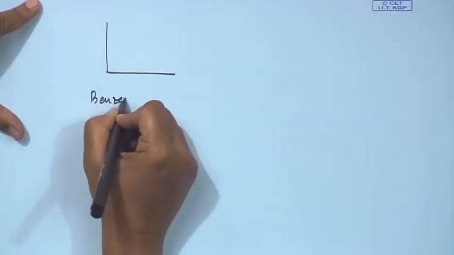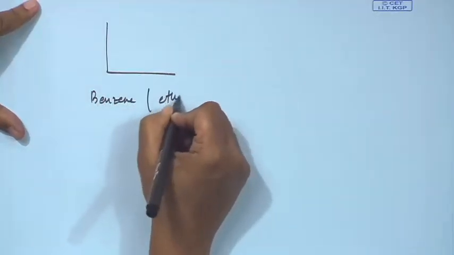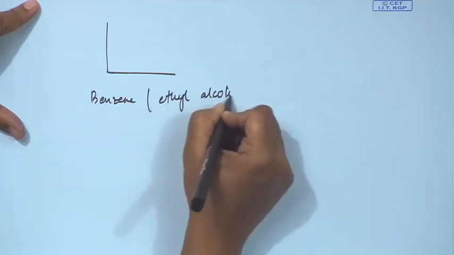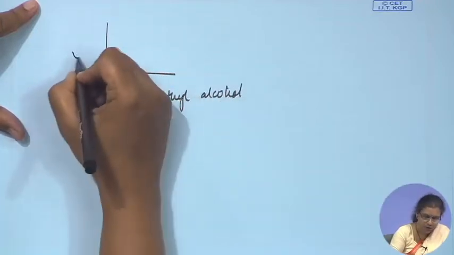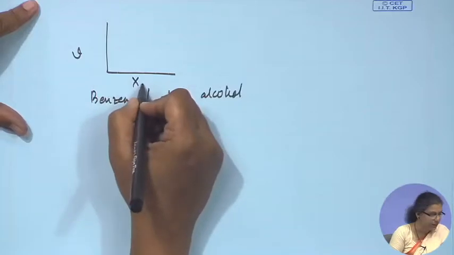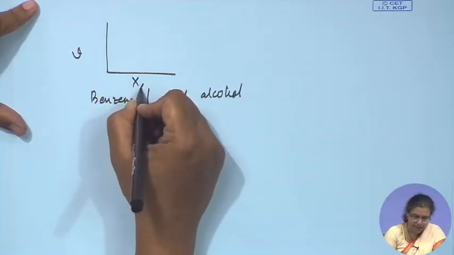For example, suppose we take up a solution of benzene and ethyl alcohol. For this particular solution, suppose we try to plot the molar volume as a function of, say, benzene, right, where A is benzene.